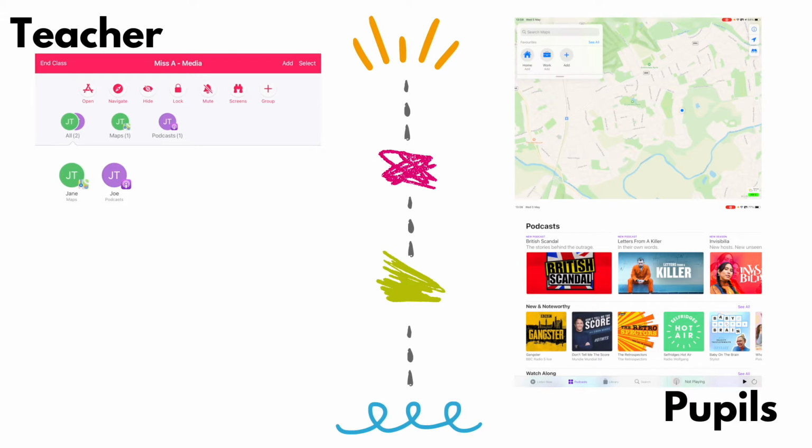So I can see at a glance on that all grouping who is working in which app, which is a really handy overview. Now it might be that I want to actually view what they're doing on their screens. So this is where the screens button along the top comes in. It's the one with the little binoculars close to the right hand side.